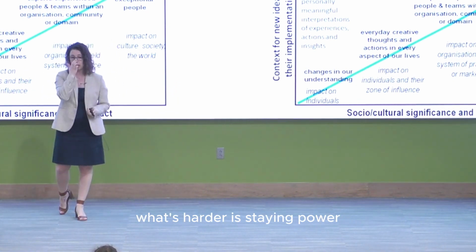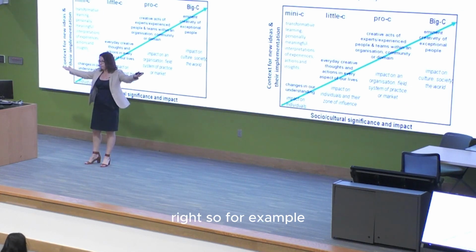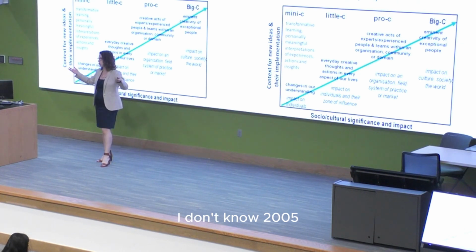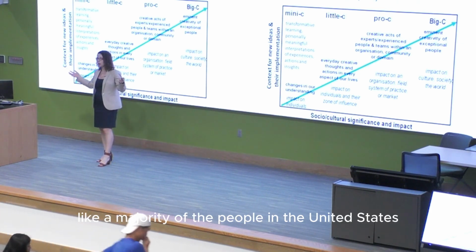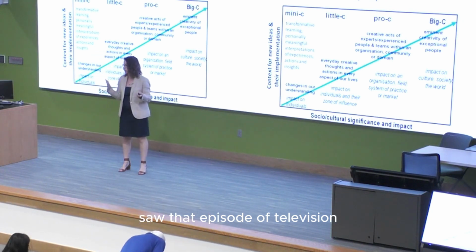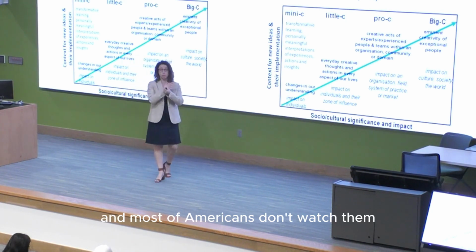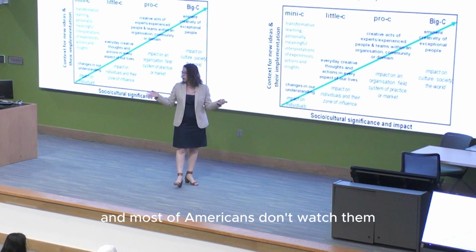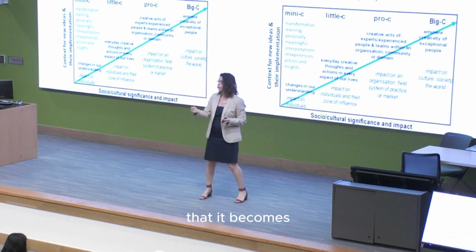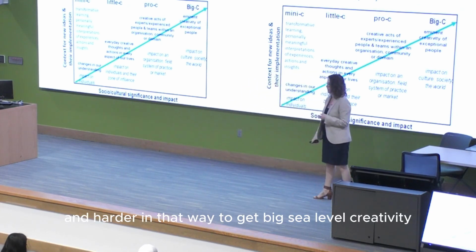What's harder is staying power because there's more distributed things to look at, right? So, for example, when the Friends finale aired in 2005, a majority of the people in the United States saw that episode of television. Now, entire shows come and go, and most Americans don't watch them. Right? And it's just because the field has gotten more saturated that it becomes easier to get professional level creativity and harder in that way to get big C level creativity.